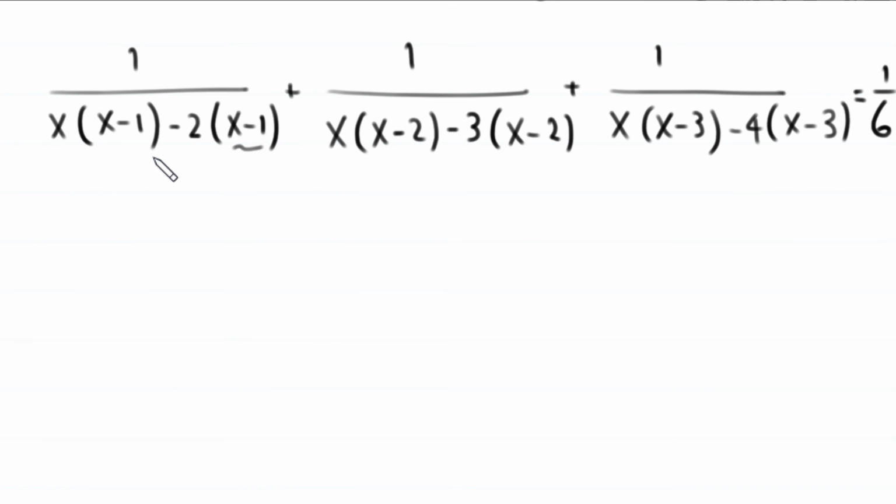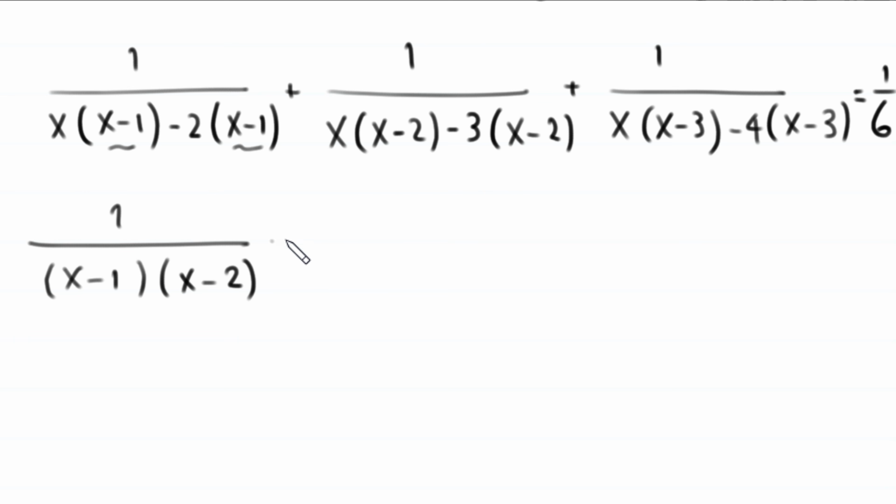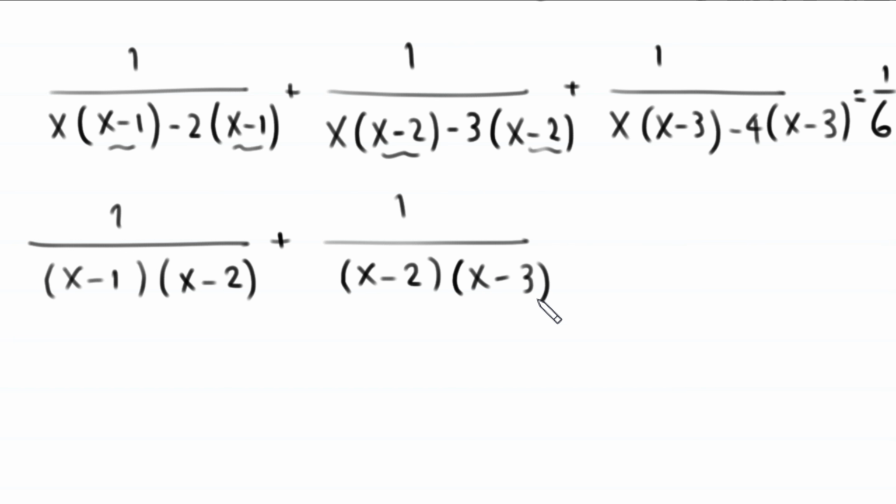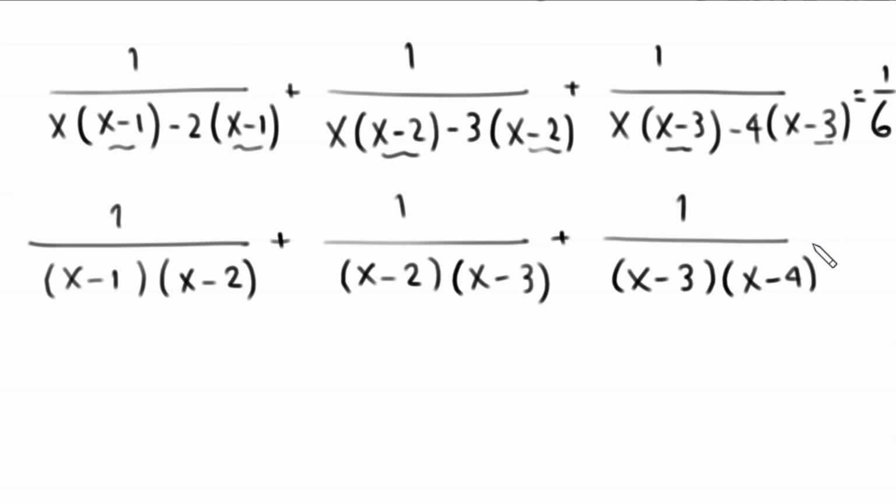Now this x minus 1 is a common factor, so this will become 1 divided by x minus 1 times x minus 2, plus this x minus 2 is common factor. This will become 1 divided by x minus 2 times x minus 3, plus this x minus 3 is common, so this will become 1 divided by x minus 3 times x minus 4, equal to 1 over 6.